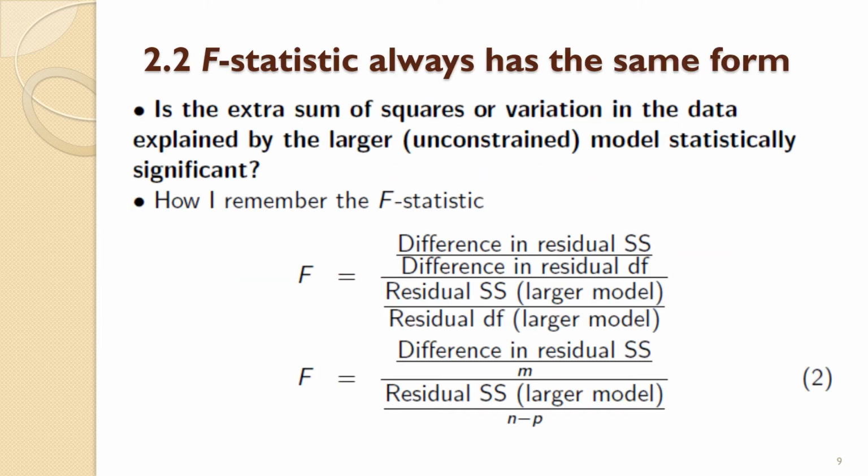So with this extra sum of squares principle, the F statistic always has the same form, and the idea remains the same throughout. You're asking, is the extra sum of squares in the data that is explained by the larger model statistically meaningful? So is the extra variation in the data explained by the larger unconstrained model statistically significant? And by sum of squares or variation, these might sound like complex statistical terms, it just means information in some sense.